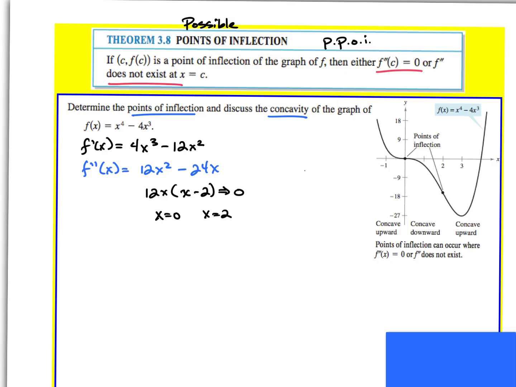They're possible. All right. Those are our possible points of inflection. But now we're going to make our sign chart. And so I'm going to notate it by f double prime. So we're going to have 0 and 2.